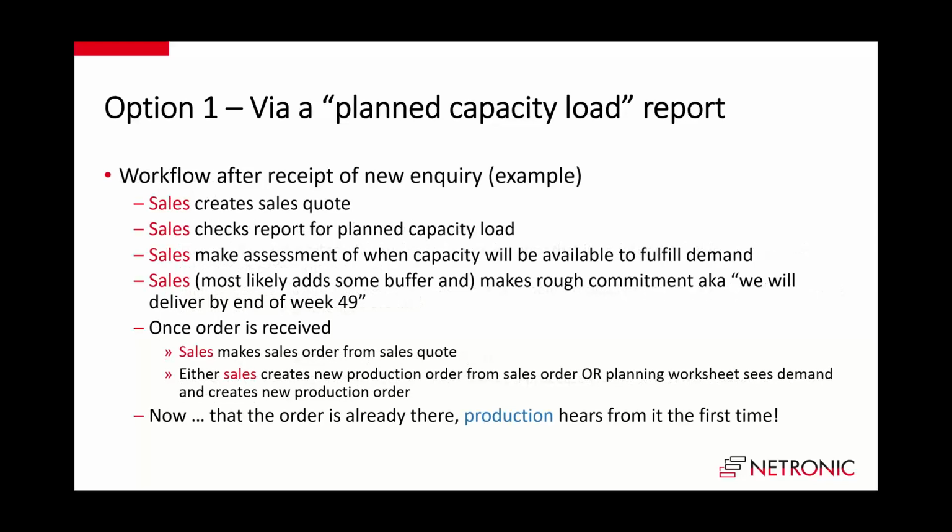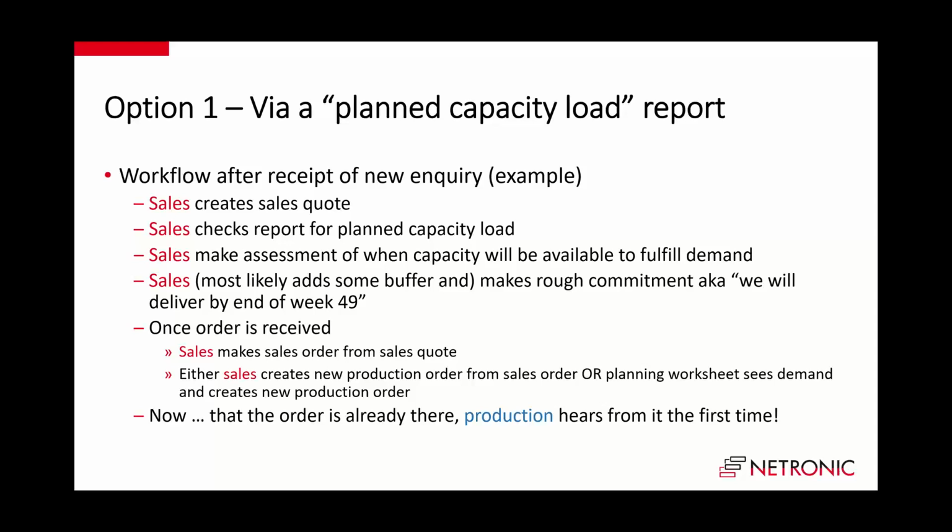So an example process here is we get an inquiry, and then the sales create a sales quote. They look at the report that I just explained, and I'll show you 2 examples of such a report in a minute. So they check the report for planned capacity load. They make an assessment of when capacity will be available to fulfill this demand. And then most likely, if they're clever, they add a bit of buffer to it, and make a rough commitment, like we will deliver by end of week 49. Then they give this information to the customer.